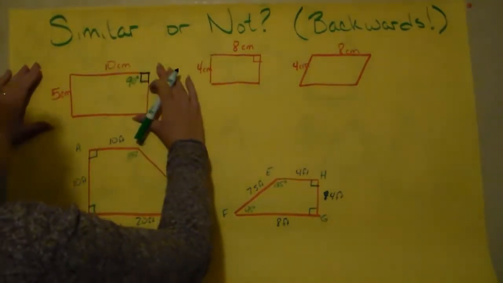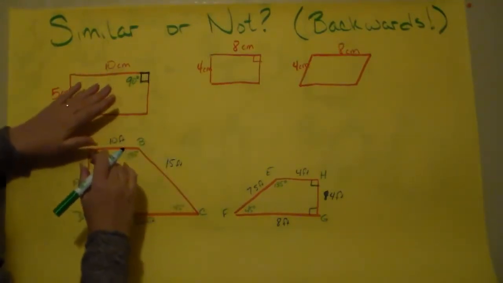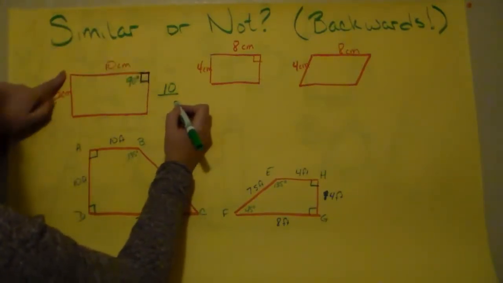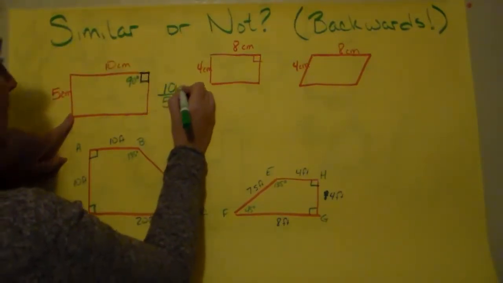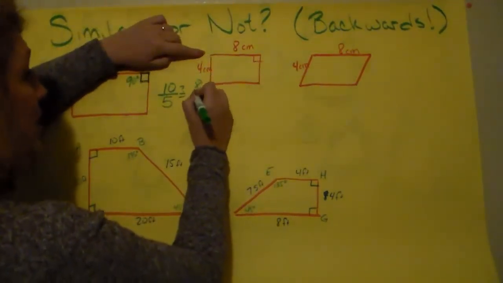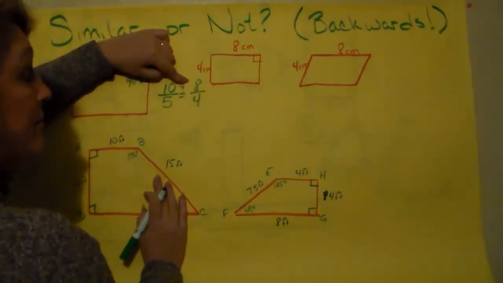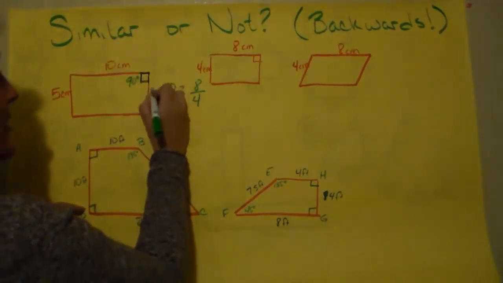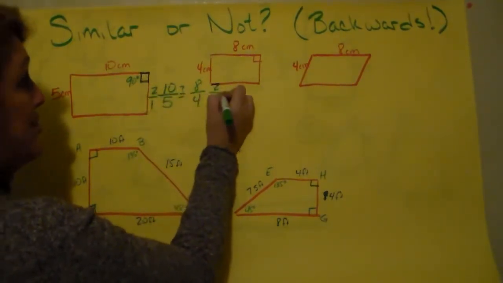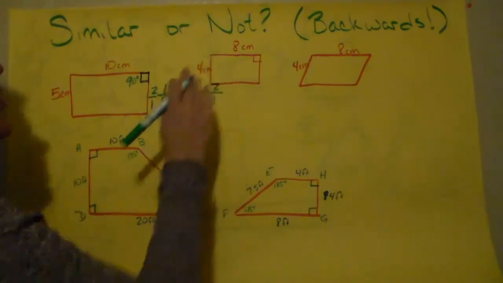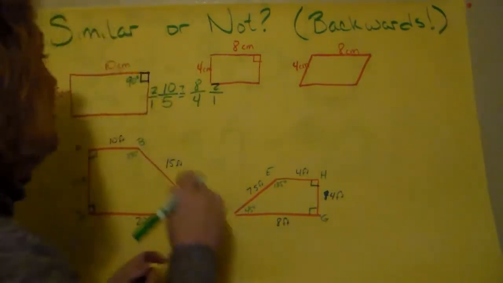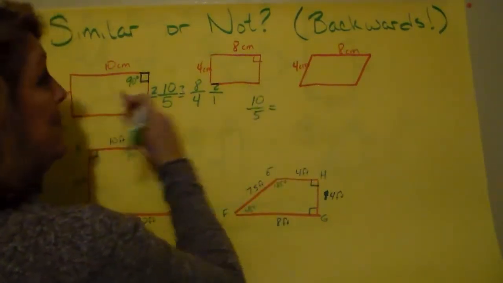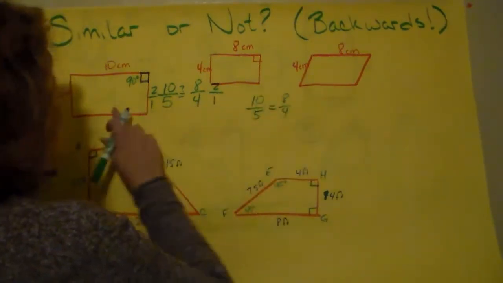Now, I'm asking if these are similar or not. So we're going to make a set of proportions where I've got length over height here, and I've got length over height here. And I can tell you that this reduces down to 2 over 1, and this reduces down to 2 over 1. So these two shapes are similar. Now, is this shape similar to this shape? Because I can tell the same thing. I can say this is 10 over 5, this is 8 over 4. Check it out. These two are similar.